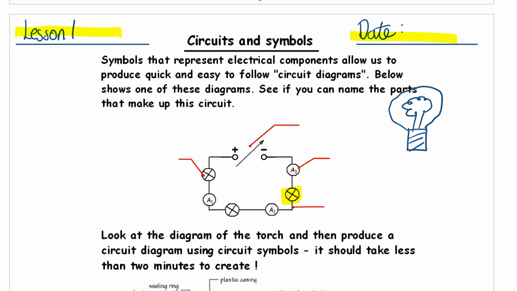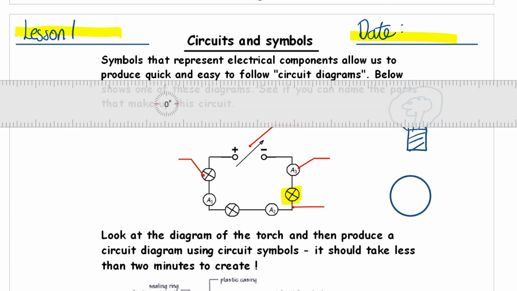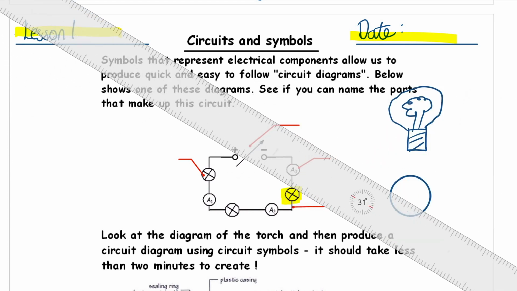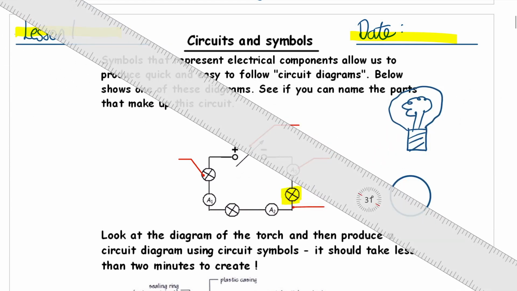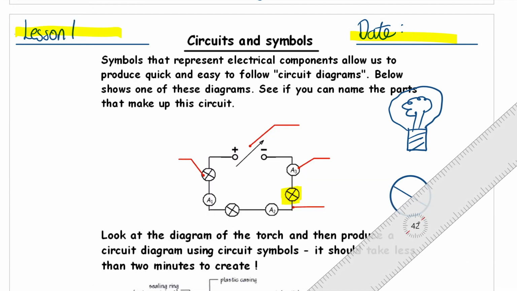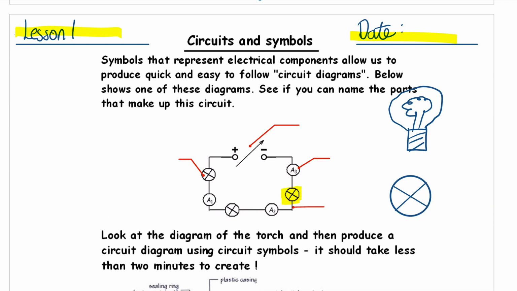I should have drawn that bulb more accurately, you could just use a ruler to smarten things up a little bit. But you can see it's easier to draw a symbol than it is to do a freehand sketch of a symbol.